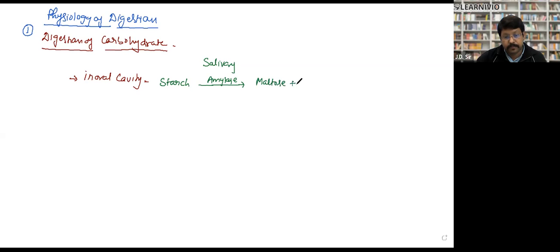into maltose, isomaltose, and alpha dextrin. That kind of digestion takes place in our oral cavity. I want to mention one more thing: I have already discussed that salivary amylase is also known as ptyalin, which I told you while discussing the gland part. So this was the salivary amylase.